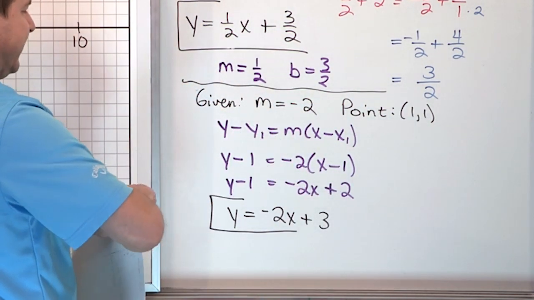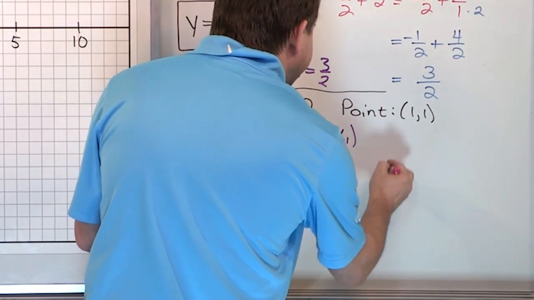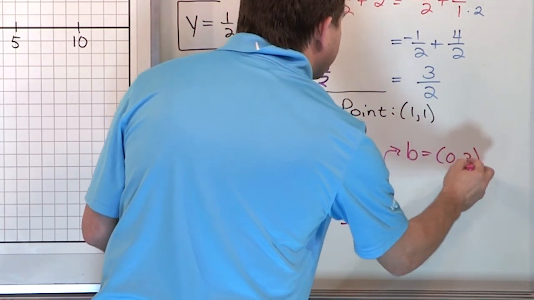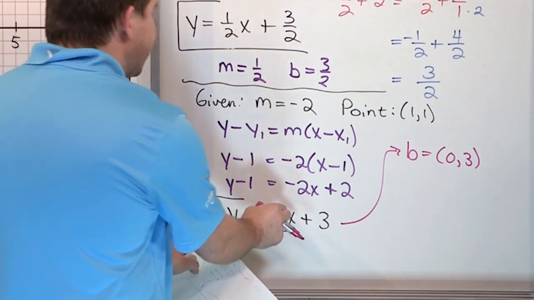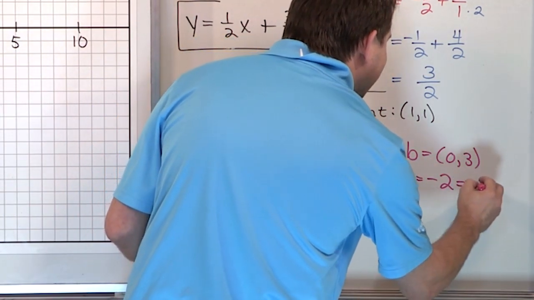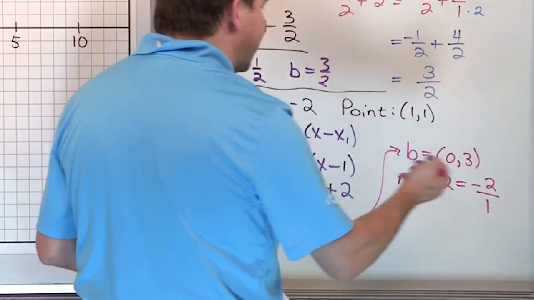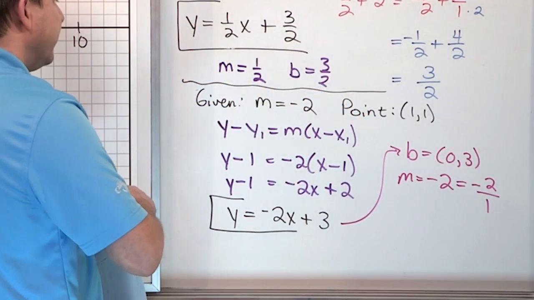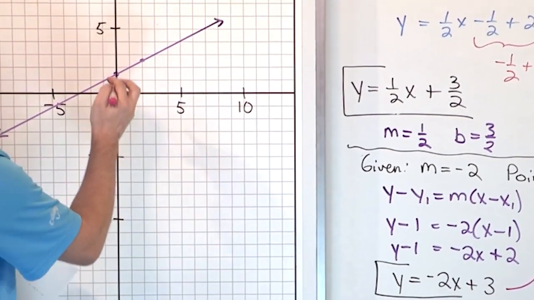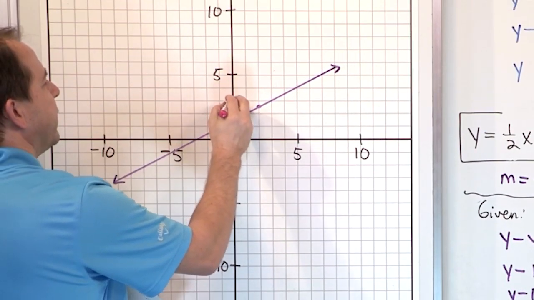Now how can I graph it easily? Well, from this I can immediately see that the y-intercept is just equal to 0, 3. That's where it crosses the y-axis. And from here the slope is equal to -2, which the better way to write it is -2 over 1, because you're going to have to do rise over run, right? So let's go ahead and figure out that where the y-intercept is up here at 0, 3, 1, 2, 3, which is right here.